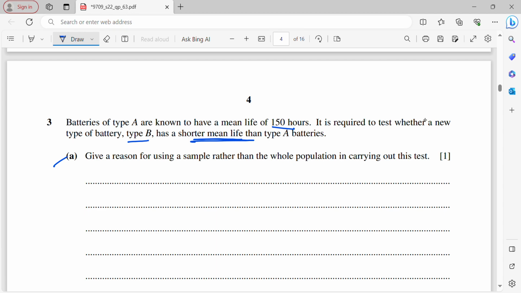Okay, so if you use the whole population to carry out the test, it will be time consuming. Alright, so time consuming.